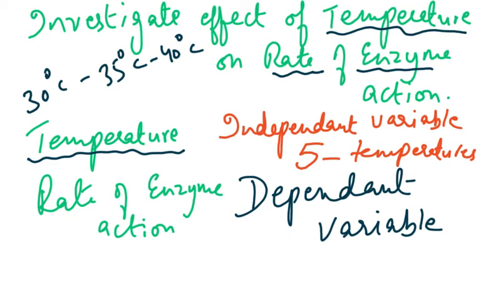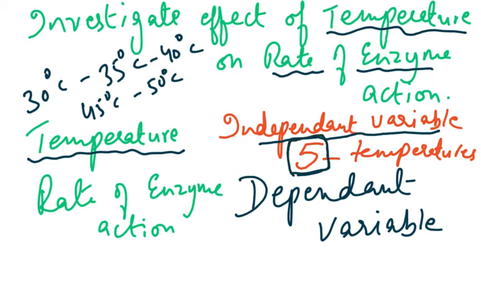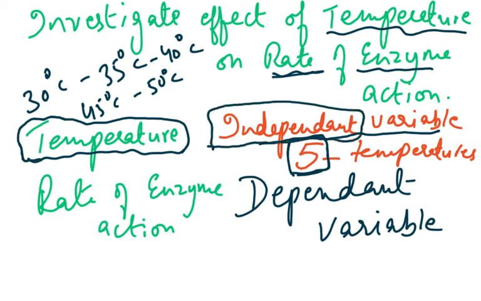So the thing that we are going to change is classified as the independent variable, and we usually take 5 of those. So we will take 5 temperatures: 30, 35 degrees Celsius, 40, 45, and 50 degrees Celsius. We will take 5 different temperatures to be able to study the effect of temperature on the rate of enzyme action. So the thing which you change is the independent variable, and the rate of enzyme action will be the dependent variable.